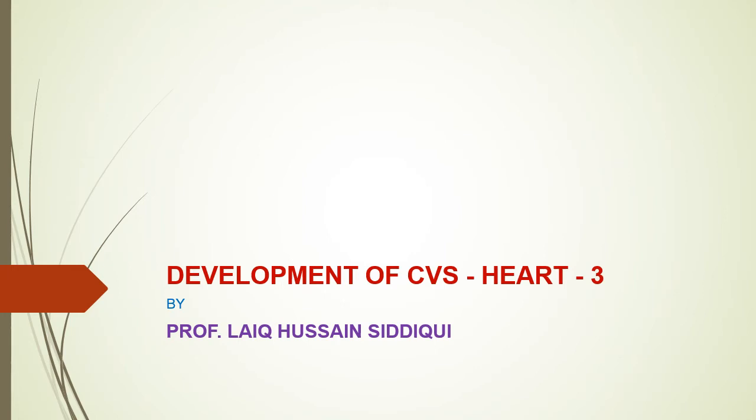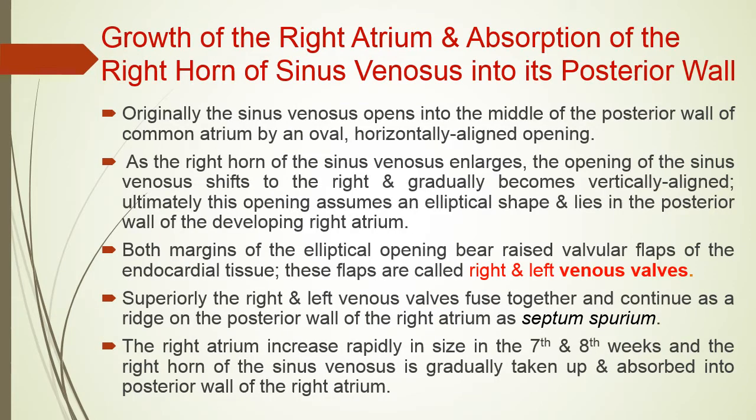Dear students, today we will discuss the third part of the development of the heart, which will conclude the normal development of the heart. And in the fourth lecture, we will take the congenital abnormalities of development of the heart. With the normal development of the heart, now we have to discuss the absorption of certain structures in the right atrium and the left atrium. First, we will take the right atrium and then the left atrium.